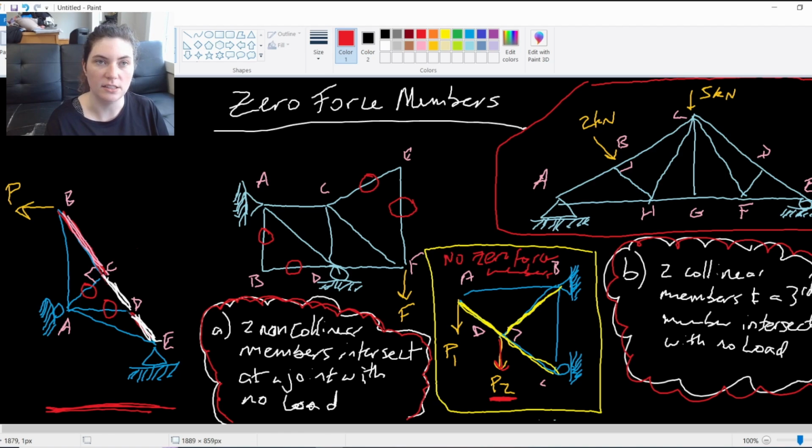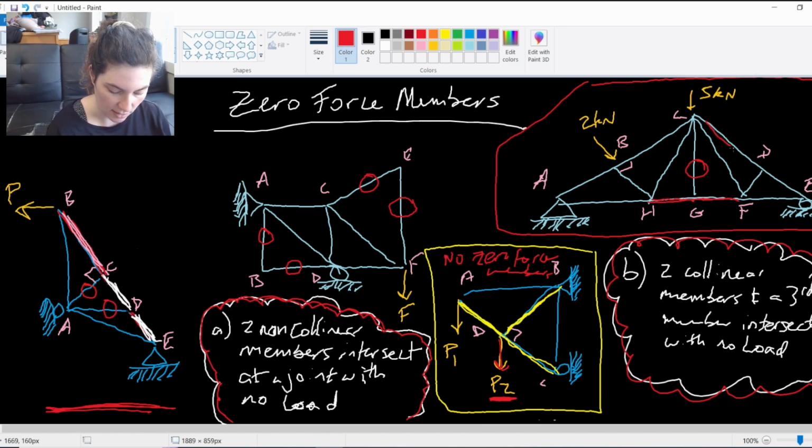Typically when you're analyzing these, you want to find the easiest ones first, which to me are looking for those straight line members where a member tries to bisect it, but it really doesn't need to because it's not going to be bearing any load. So in this example, this last truss here, I can see from H to G and G to F, they are collinear, and CG tries to bisect them, but it's not bearing any load. There's no load at point G, so CG is going to be a zero force member.